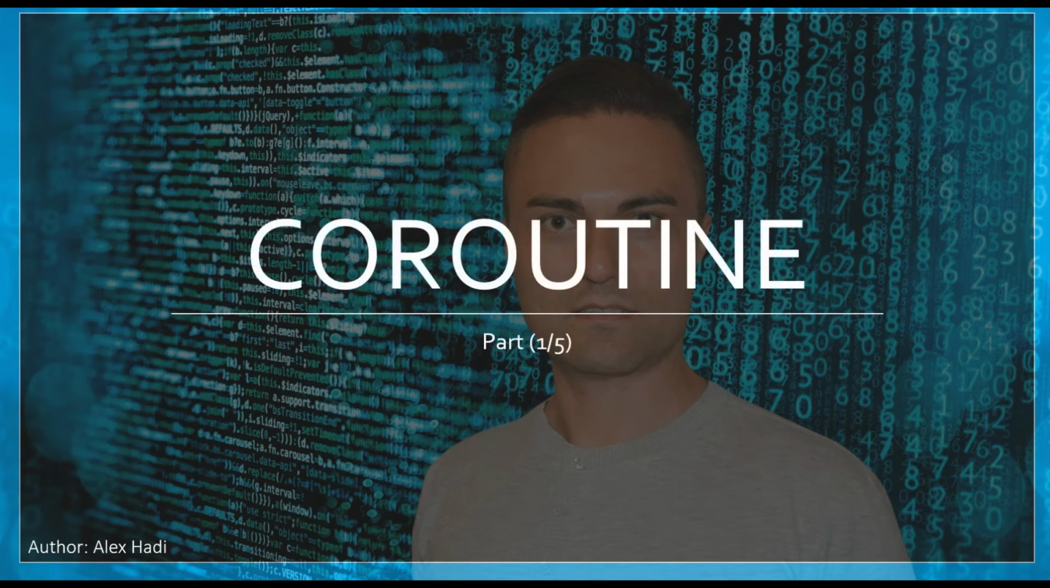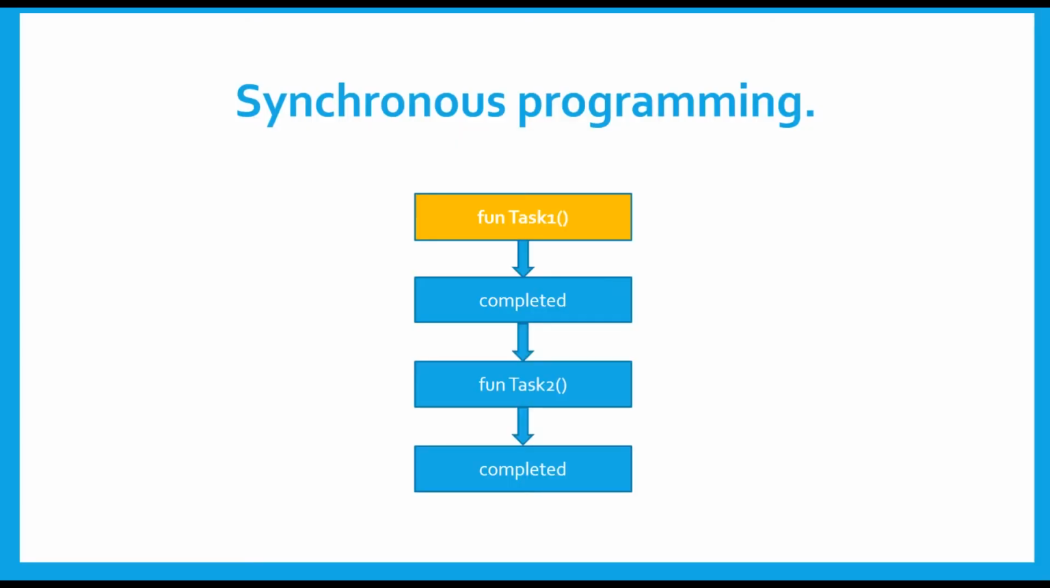In this video I will talk about Coroutine. We will see a simple example of how to use Coroutine, but first we have to understand what is synchronous and asynchronous programming. Synchronous programming is a programming where each task is executed in a single linear order.